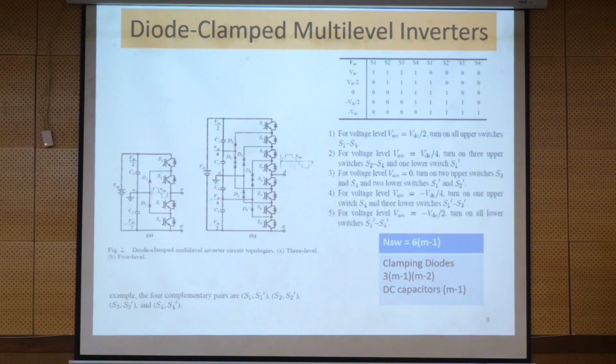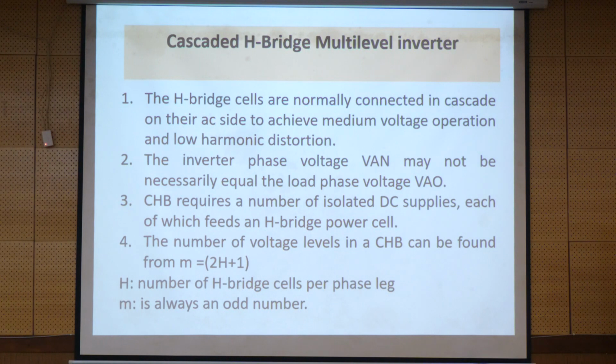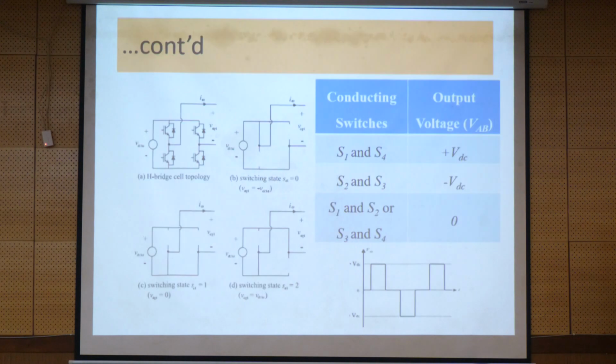All these things can't be covered to the extent possible. We will see that. This is what I am projecting, 3-level and 5-level, and 4 complementary pairs are required: S1, S1 dash, S2, S2 dash, S3, S3 dash, S4 and S4 dash. I will come back to this one.